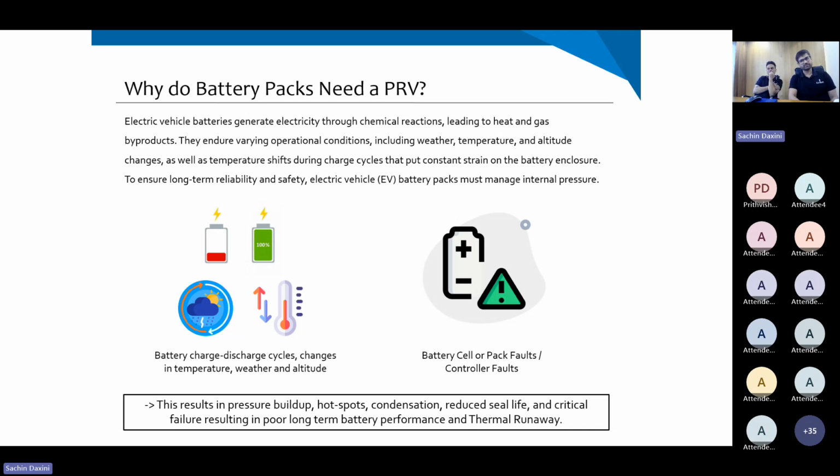So stage one, everyday operation, including just the vehicle driving around, being parked, charged, and discharged. And stage two, which is in case of a critical failure.